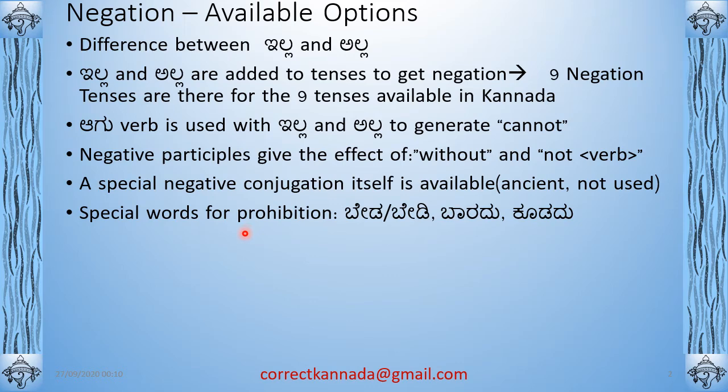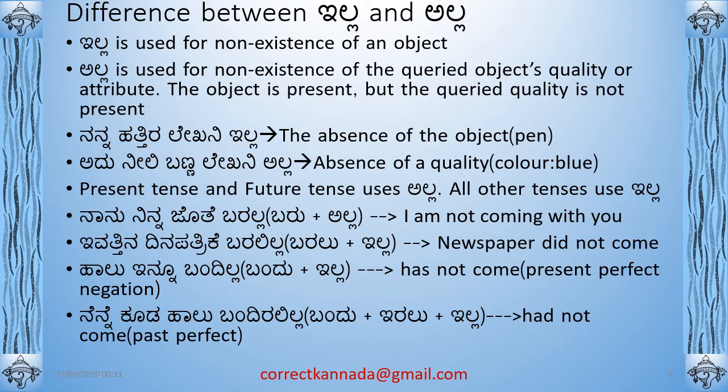So let's move on. Okay. So the difference between illa and alla is the first thing. Now illa is used for non-existence of an object. Okay. So to say the presence or absence of an object, right? To say the absence of an object, then you use illa.